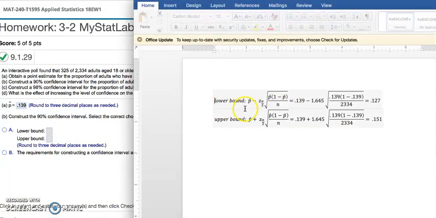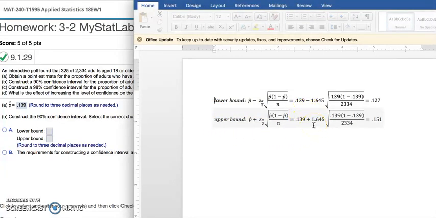So again, we have that lower bound, and here's our equation, that p hat minus z alpha over 2 multiplied by this whole radical. So our p hat, as you see over here, is 0.139. We plug that in. Our z alpha over 2 is 1.645. And then our square root over here is 0.139 times 1 minus 0.139 all over 2,334. That's n from the problem. When I put that into the calculator, we get 0.127. The upper bound is the exact same thing except for subtracting, we are adding.